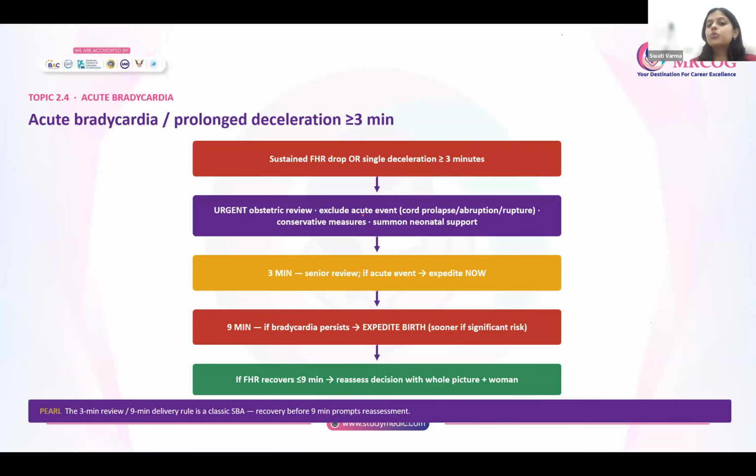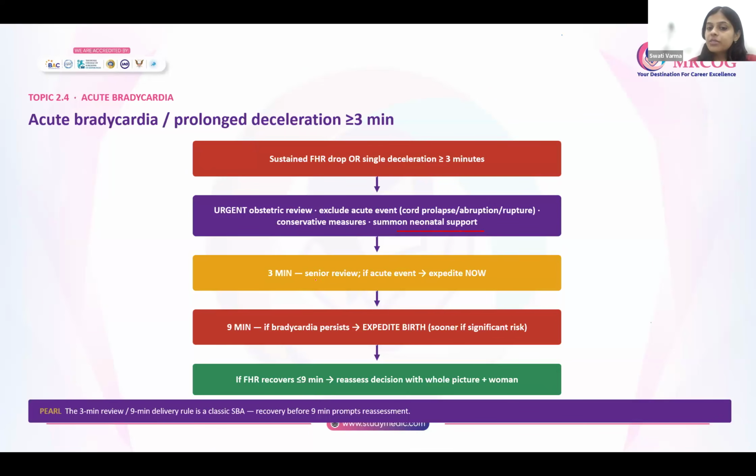It requires you to exclude any acute event first, which may be in the form of abruption, rupture. You have to assess the whole situation of the lady. If she is a previous cesarean section, you have to be on the lookout for rupture. Do an upper vaginal examination to exclude any cord prolapse. If any of this is present, expedite delivery. Otherwise, immediately commence conservative measures and summon neonatal support. Summoning neonatal support is also important because delivery might be needed urgently.